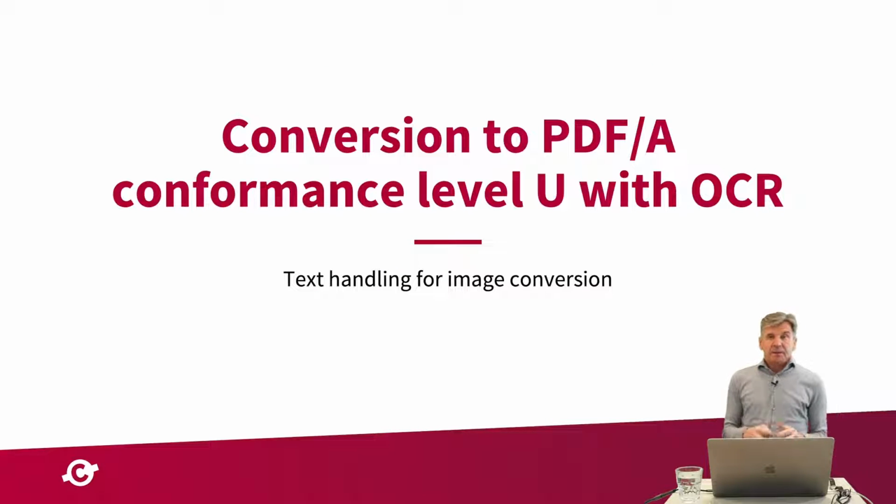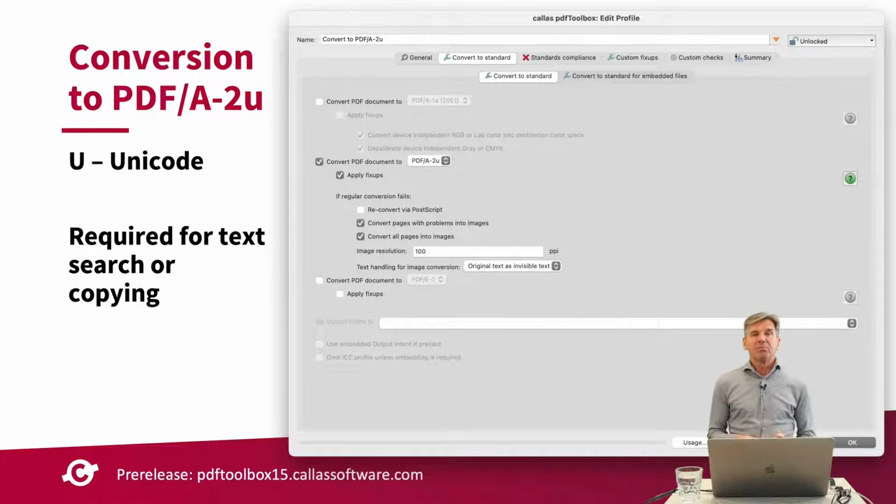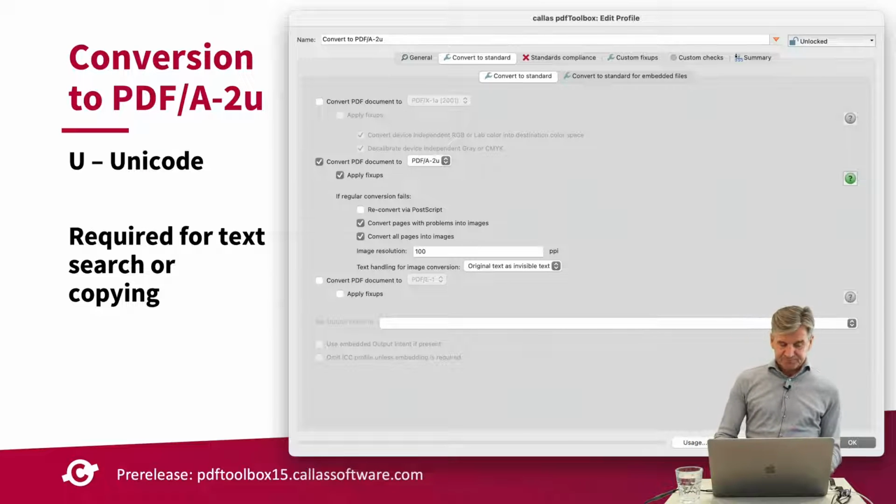Next topic is related to PDF/A and more specifically to conformance level U in PDF/A. What is conformance level U? U stands for Unicode, and that means, for instance, in PDF/A-2u, that all the text that is used needs to be possible to convert into Unicode. Only if that is the case can you search for text or copy text out of the PDF file. So it's not just required that all the text can be rendered. It's also required that it can be searched for and that the text can be copied. That is important to understand when we are talking about this feature.